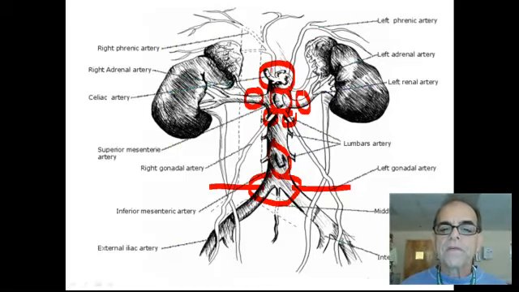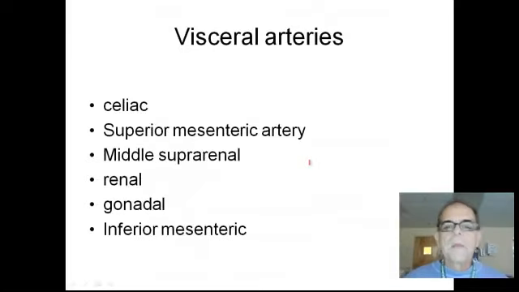To review: celiac trunk, superior mesenteric artery, right renal artery, left renal artery, the two gonadals, not for ultrasound, the inferior mesenteric artery, not easy with ultrasound, and the bifurcation into the right and left common iliac arteries.